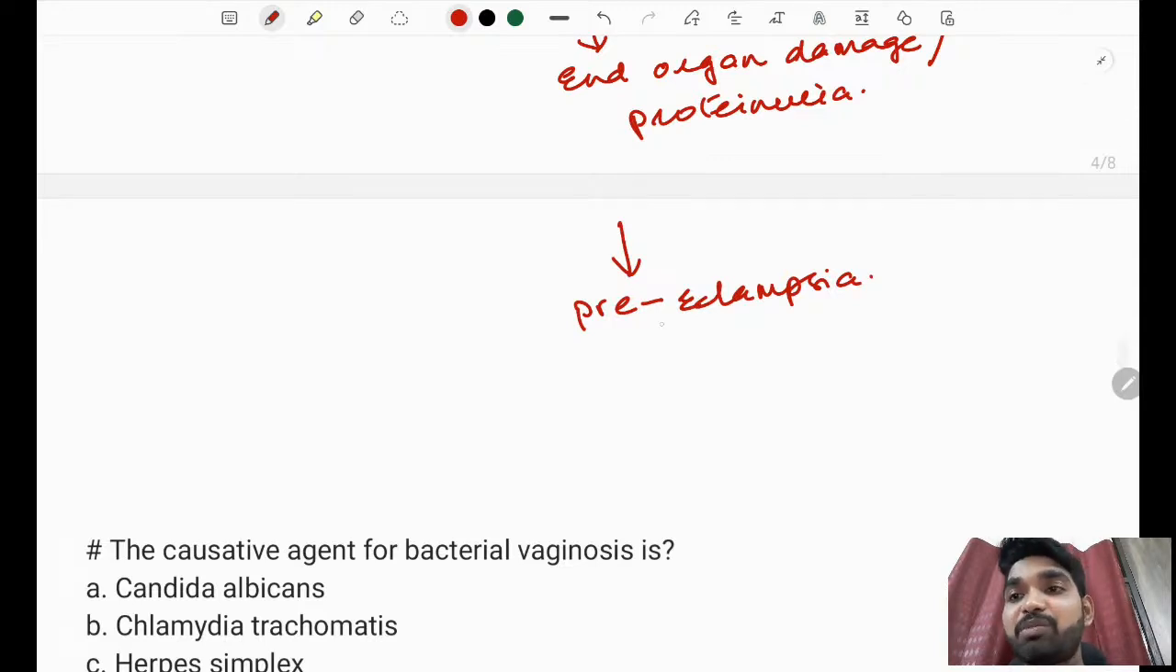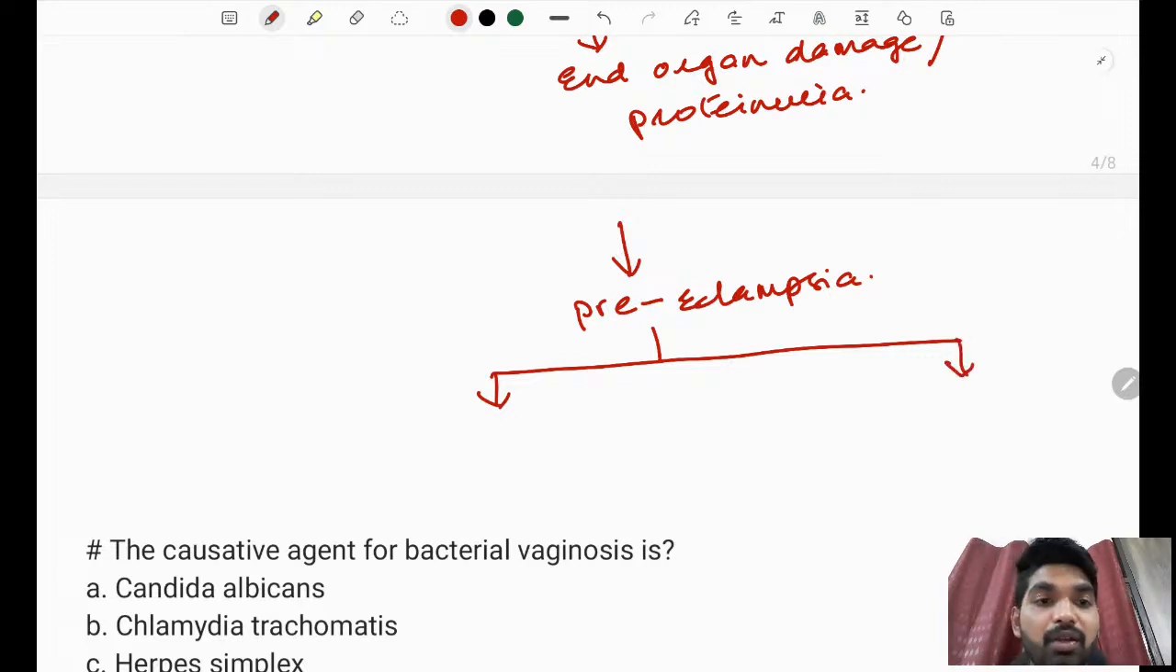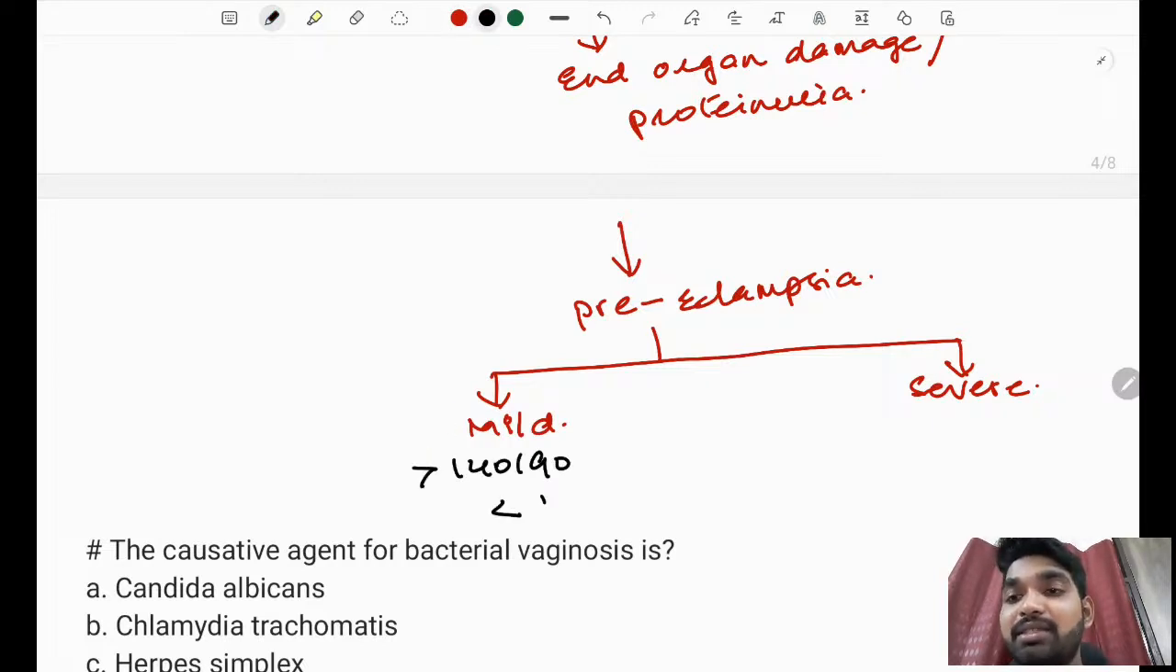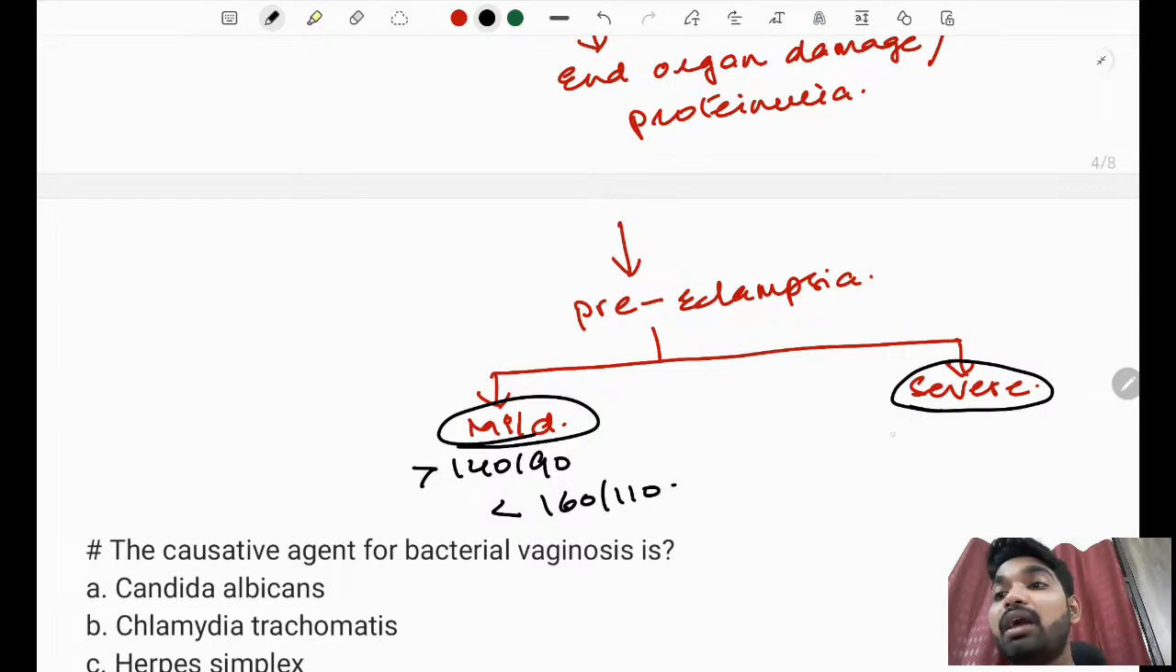There are two types of preeclampsia. I think you people are aware of that. So there are two types. It is mild preeclampsia and severe preeclampsia. Mild preeclampsia, if the BP is greater than 140/90 and it is less than 160/110, then you are going to call it as mild preeclampsia. When are you going to call it as severe preeclampsia? If the BP is greater than 160/110, then you are going to call it as severe preeclampsia.